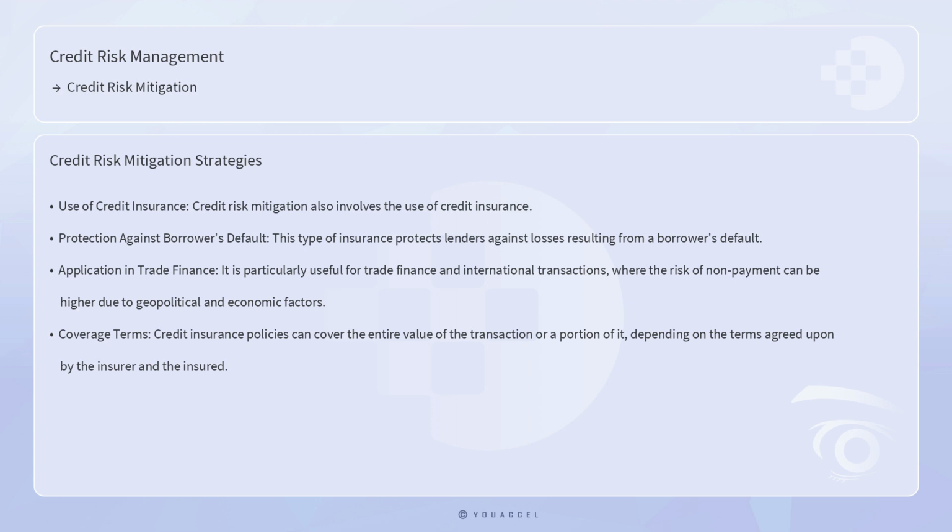Credit risk mitigation also involves the use of credit insurance. This type of insurance protects lenders against losses resulting from a borrower's default. It is particularly useful for trade finance and international transactions, where the risk of non-payment can be higher due to geopolitical and economic factors. Credit insurance policies can cover the entire value of the transaction or a portion of it, depending on the terms agreed upon by the insurer and the insured.